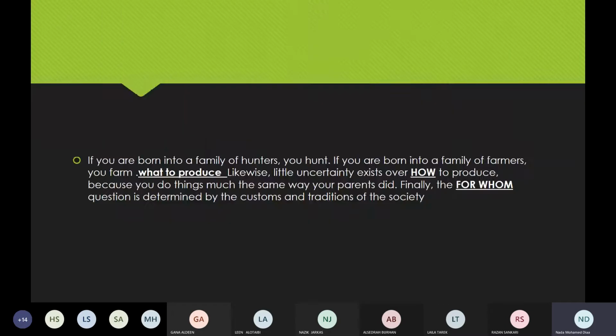here. Again, if you are born in a family of hunters, you hunt. So what to produce? You know what to produce. Okay, how to produce it? It is also inherited. And for whom? For you also. So the society determines what to produce, how to produce, and for whom. The society, the people decide.